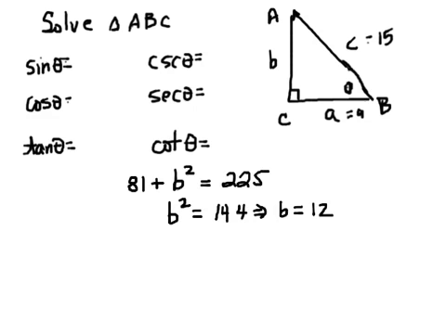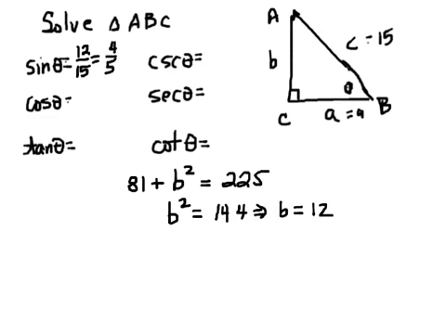Alright, so let's find our trig functions. So sine of theta, you see theta is down at angle B. And so sine is opposite over hypotenuse, opposite of angle B is side B, always. And so that's 12 over 15, but that is not a reduced fraction, so we want to reduce that. It has a common factor of 3, so that gives us 4/5.